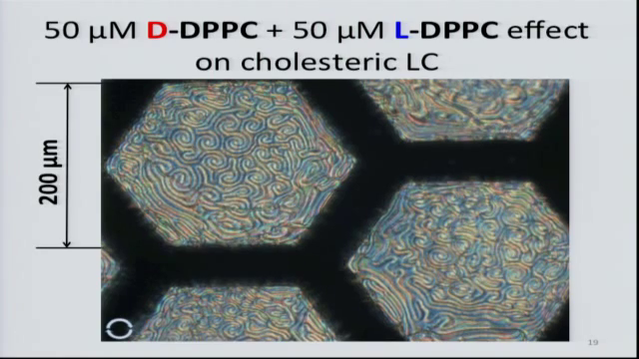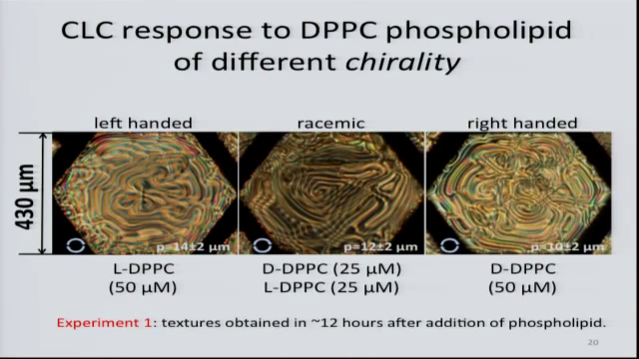And we also have a question: is it possible to use these fingerprint textures to distinguish between different chiral enantiomers of a particular phospholipid? So here we compare the resulting responses of the cholesteric liquid crystals to the absorbed phospholipids of different chirality. From the first glance, it looks like these fingerprint textures are quite similar. But if you become very picky, you can see that the periodicities are different depending on the handedness of those phospholipids that got absorbed to these cholesteric films.